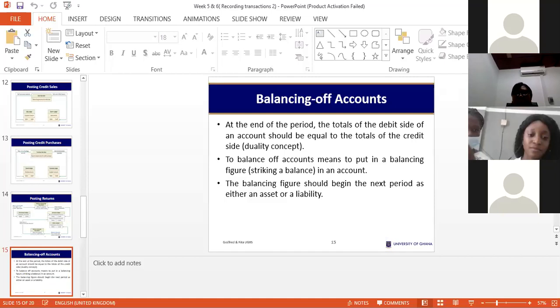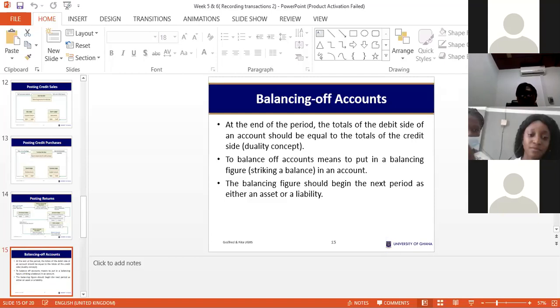So we need to strike a balance. We need to look at both sides. The side that is more, we'll deduct the less side and put the difference in the other side, and that becomes the balancing figure. Now, the balancing figure will be the closing balance for this period.